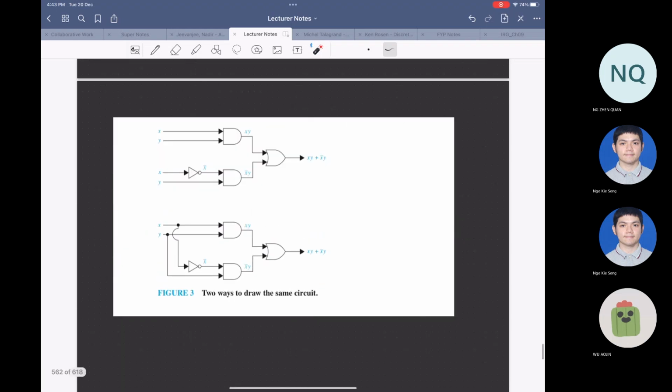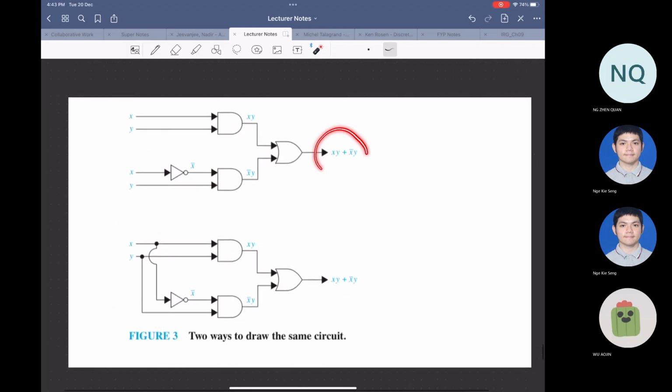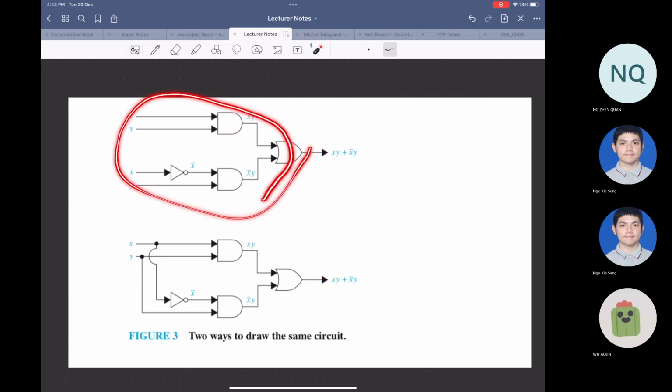So examples of circuits. You can combine different circuits together and then produce one output. You can see that these two outputs are actually the same, but the design of the circuit is different here. So our goal is to increase efficiency. We want to use as few gates as possible to produce the same output. So for example, maybe we will use this one.